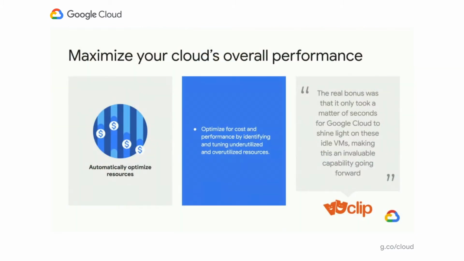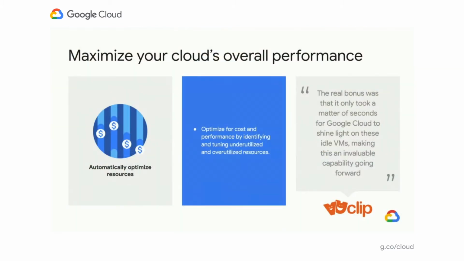At the end of the day, Active Assist is aiming to help you maximize the cloud's overall performance because you shouldn't be on the hook to understand every nook and cranny to operate a cloud efficiently. Your cloud should work for you, and that's what we aim to do by helping you automatically optimize your resources. So we've got a customer here in Asia Pacific, ViewClip, who's a media company.